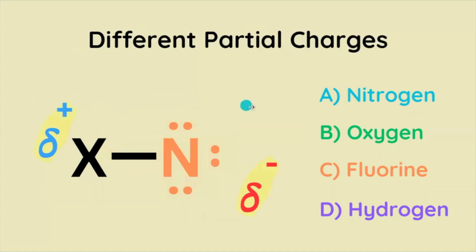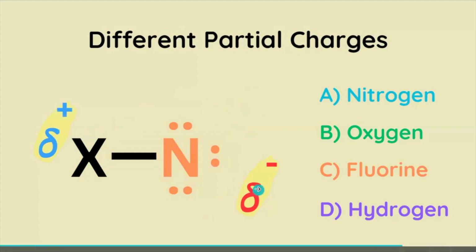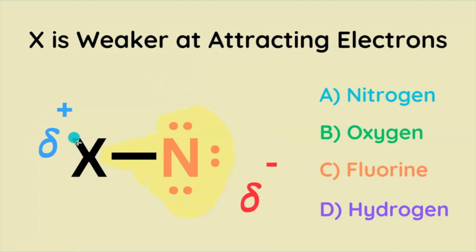And one thing that should catch your attention right away is that each element has a different charge. One is partially positive and the other is partially negative. This means that element X is weaker at attracting electrons across this bond compared to nitrogen, because nitrogen is hogging the negatively charged electrons, hence the partial negative charge. Thus, nitrogen cannot be the correct answer, because if both of these elements were nitrogen, then they should both have equal charges.